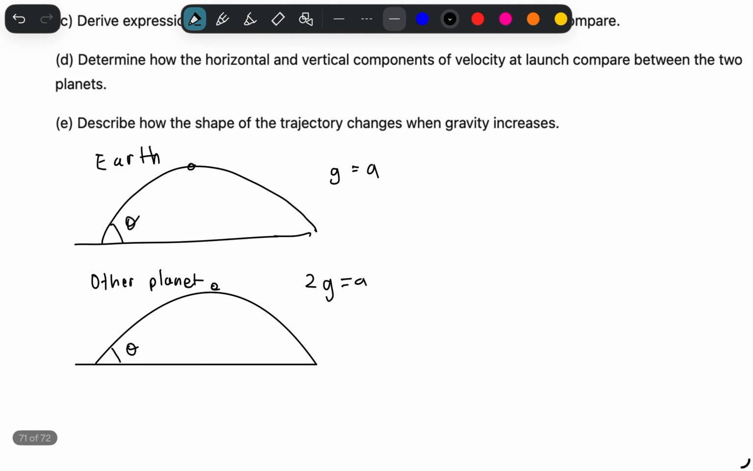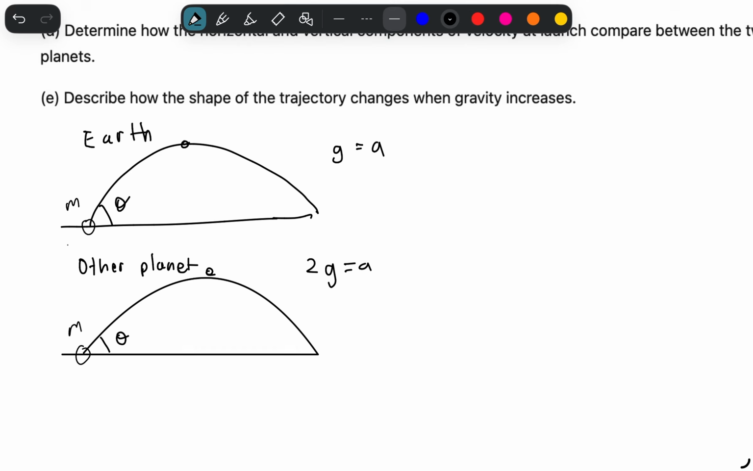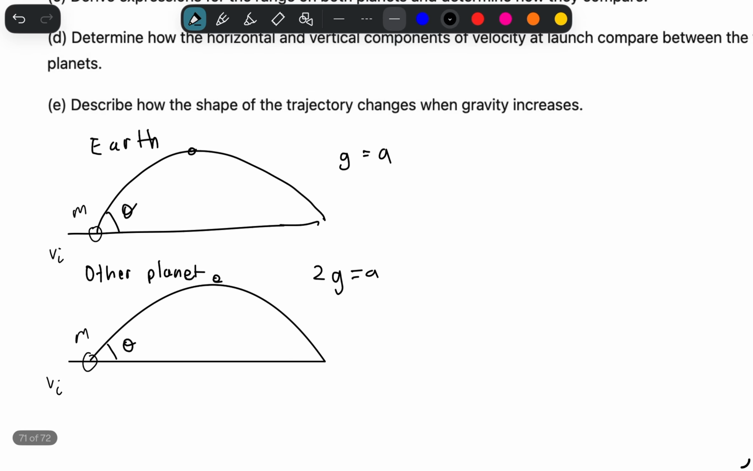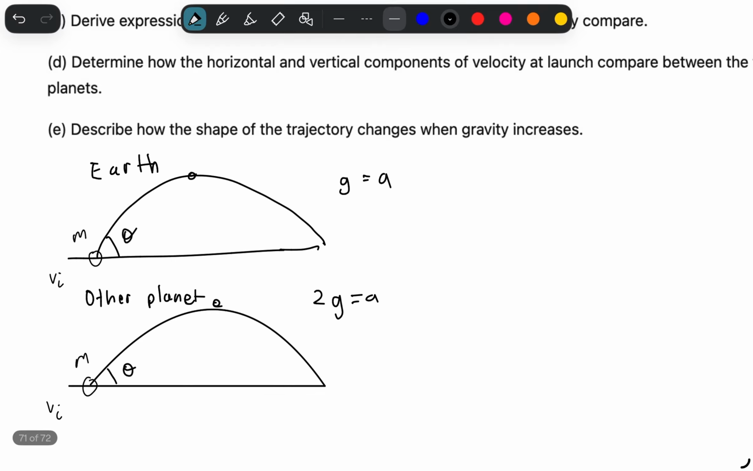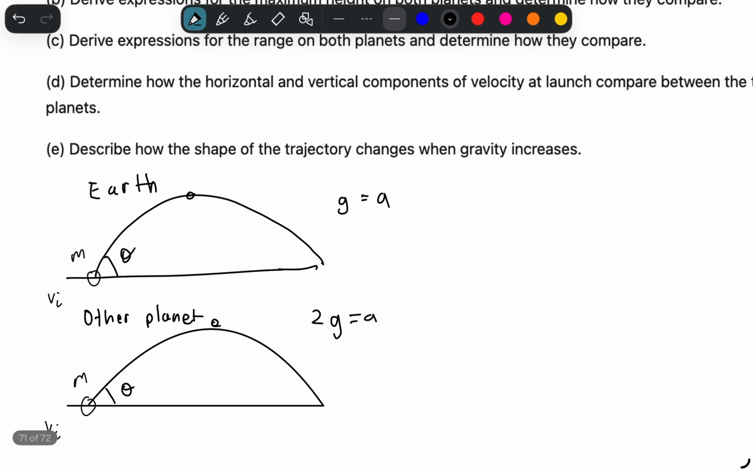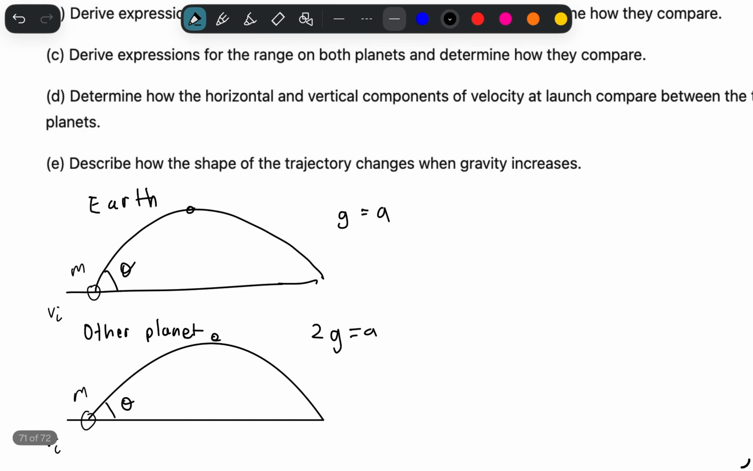So our angle is going to stay constant. Our mass that is being launched is going to stay constant, and we are going to have the same v initial that is going to be the speed that our object is launched at on both of these planets. The only thing that is going to be different is that we are changing our gravitational acceleration, which on Earth is going to be just g, and then on our other planet is going to be 2g.